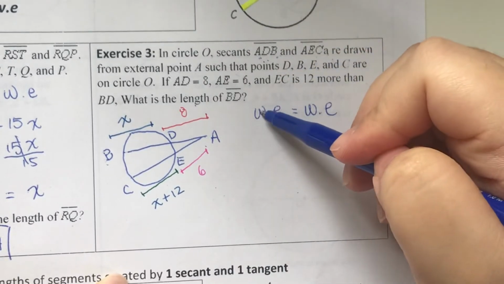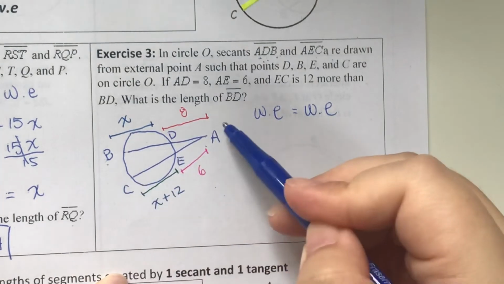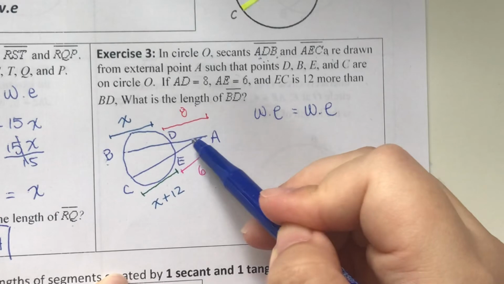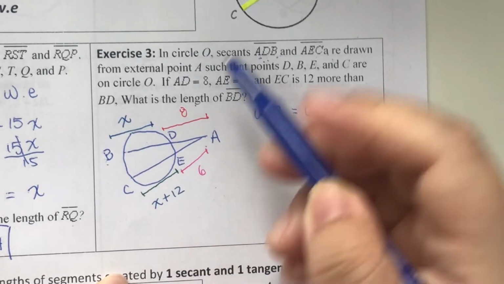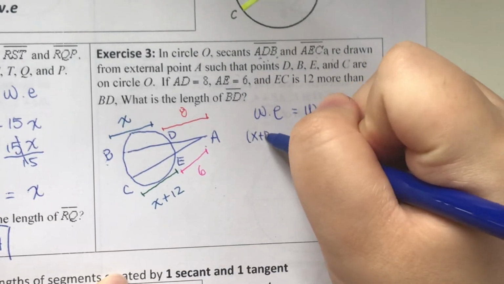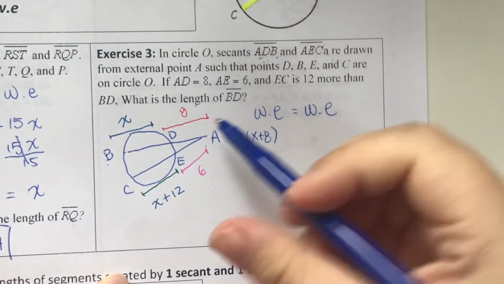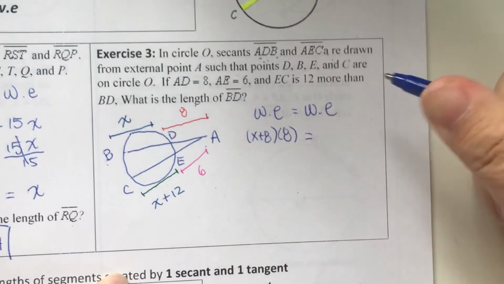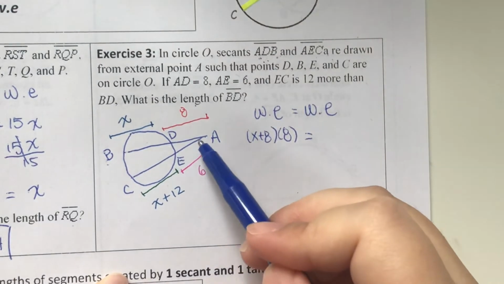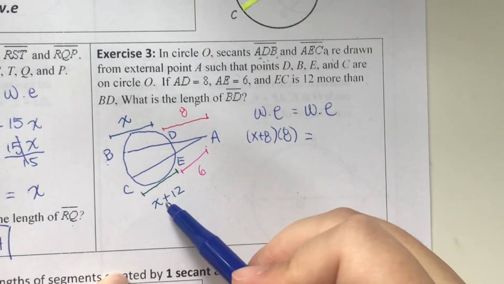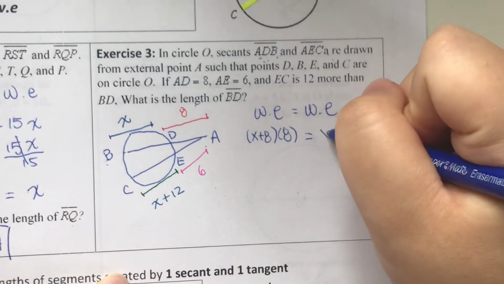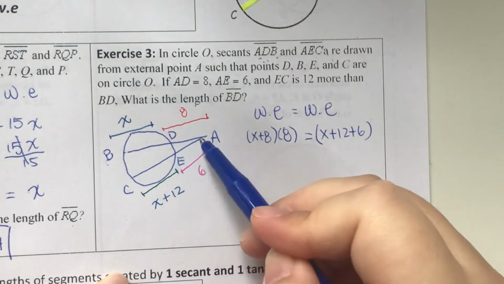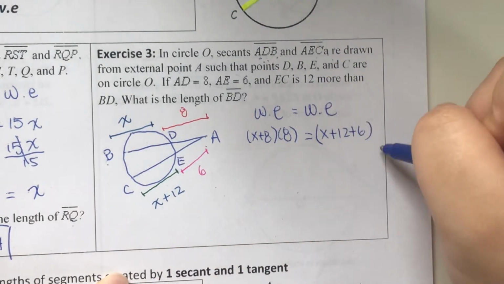It's the whole thing. So let's look at the first secant, ADB, okay? The whole thing is going to be the entire thing, so it's X plus 8, multiplied by the external, which is AD, which is 8, is equal to the entire thing of my second secant, which is X plus 12 plus 6, multiplied by external, which is the outside of it, which is 6.